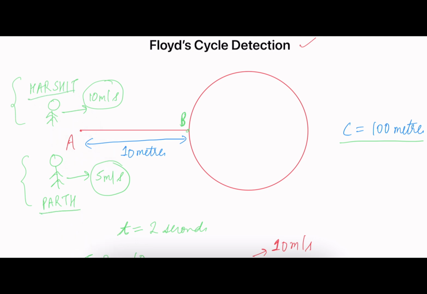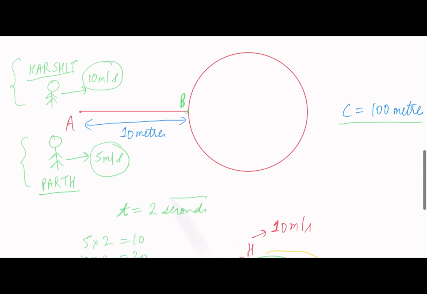Parth can run at a speed of 5 meters per second, and Harshit can run at a speed of 10 meters per second. The length of the cycle is 100 meters, which is the circumference, and the distance between point A to point B is 10 meters. Let's see what will be their position after 2 seconds. In 2 seconds, Parth is going to cover a distance of 5 into 2, 10 meters, and Harshit is going to cover a distance of 20 meters.